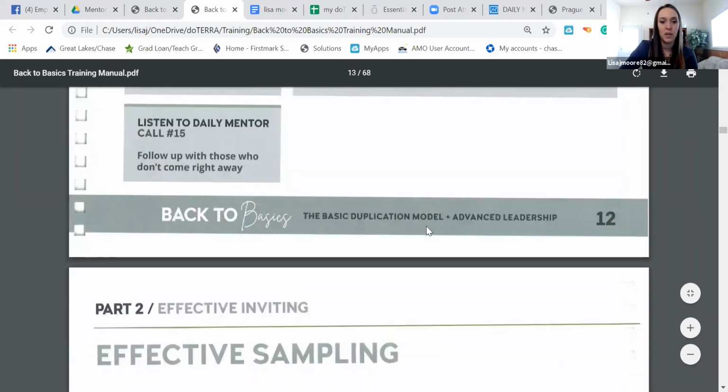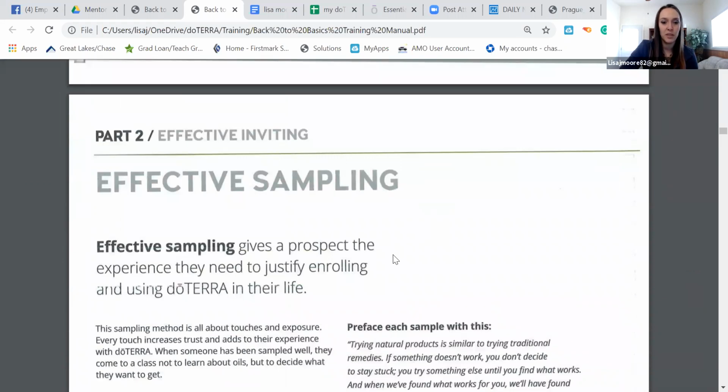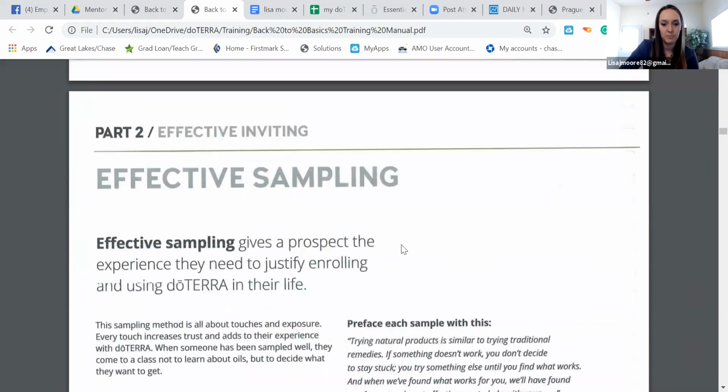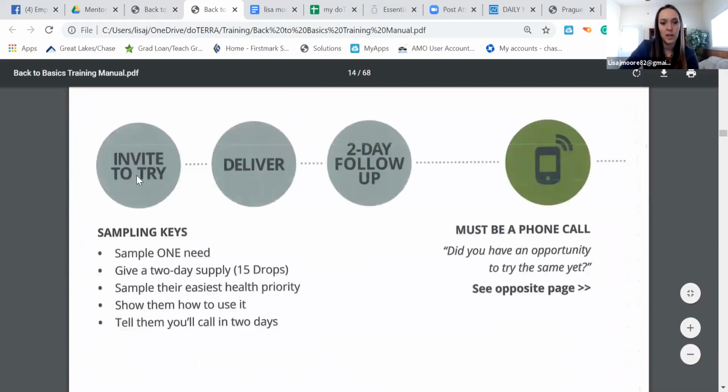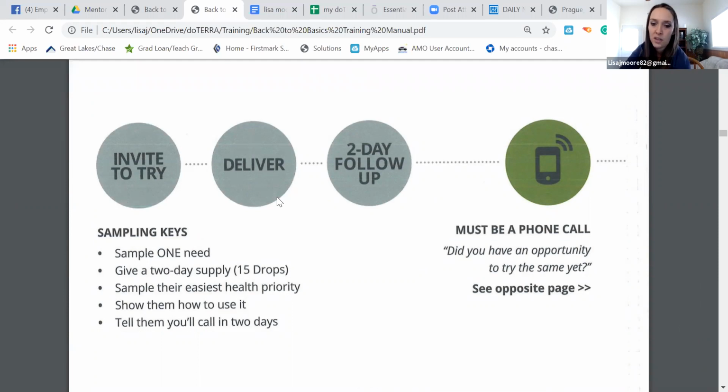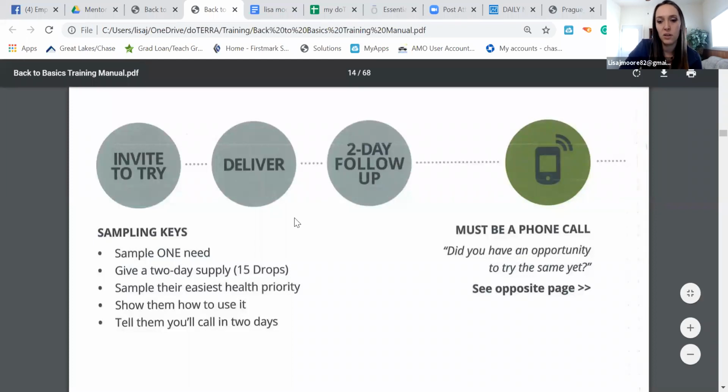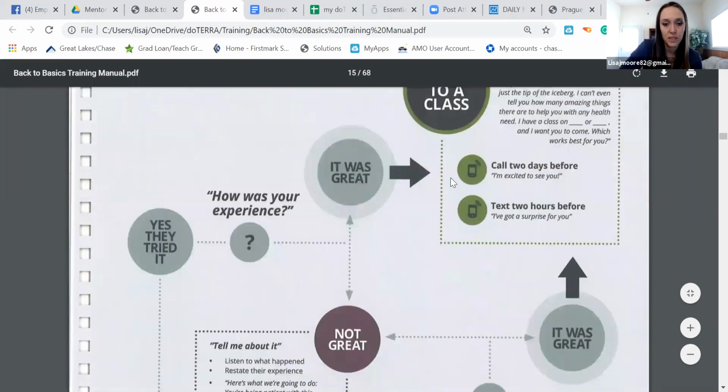That is how we are effectively sampling and following up. So we have first reached out to them and invited them to try. Then we deliver the sample and set up those good expectations, right? Once they've tried, you do the 2-day follow-up, and you repeat the cycle of sampling them until they have a great experience. So the cycle is right here. I'm going to zoom out.